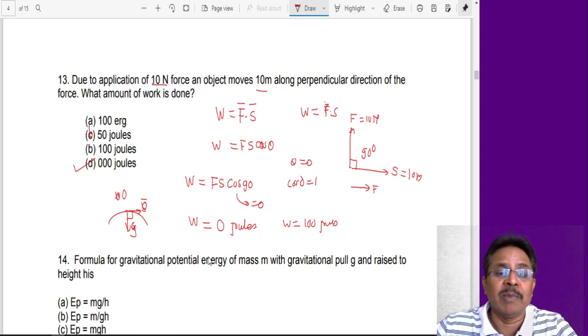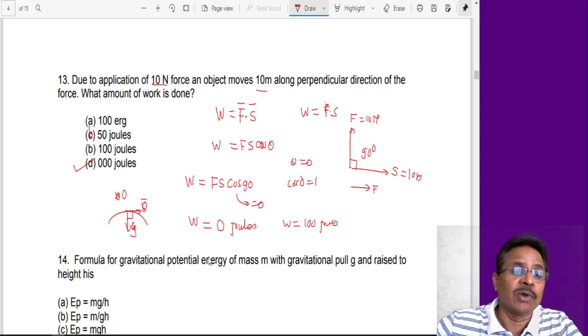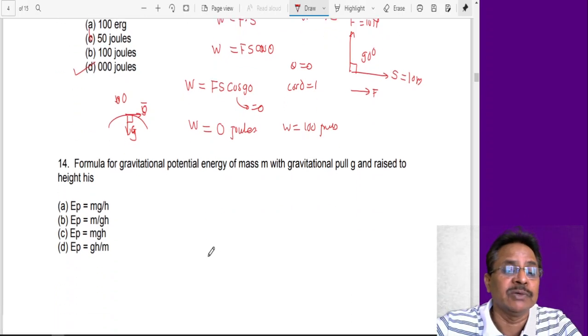So this conceptual understanding can be taken from this example number 13, which is given by W is equal to F bar dot S bar. But since this is a scalar product of two vectors which are perpendicular to each other, it is always equal to 0. Hence the work done in this case is also equal to 0. So that can be understood from this example number 13 as we have seen here.